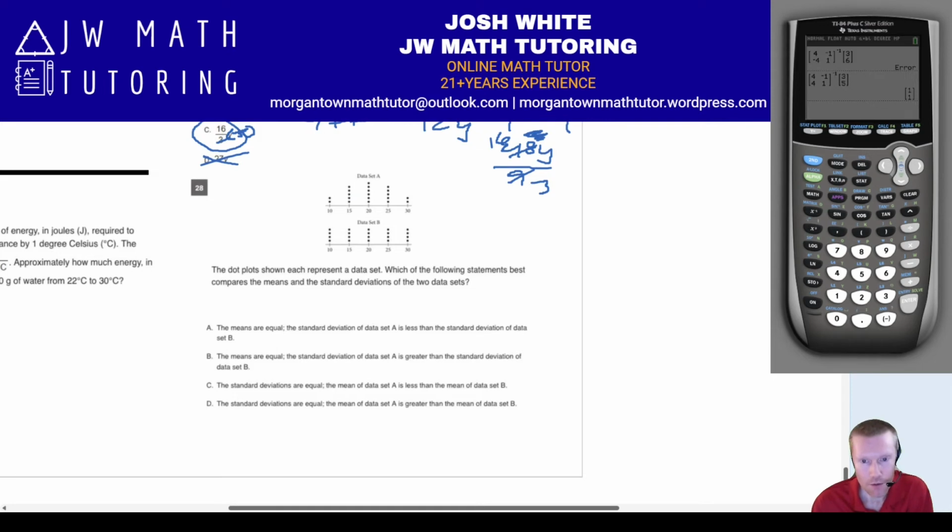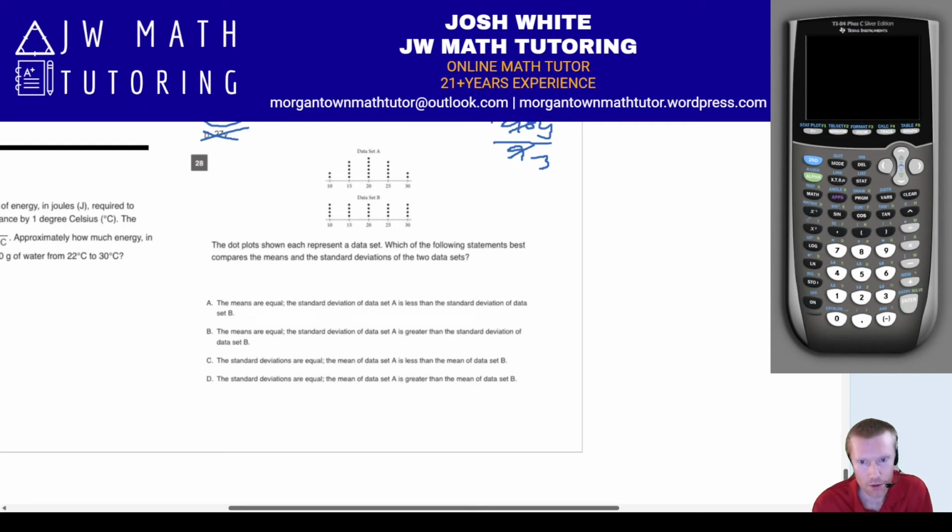Okay, now at the bottom of this page we have problem number 28 where we have a couple scatter plots. Or actually, sorry, no, these are dot plots, not scatter plots. But they ask some questions about the means and the standard deviation. So for the mean, you could technically punch these into your calculator and figure them out. Meaning for A, you could do 2 times 10 plus, what is it, 1, 2, 3, 5 times 15 plus 6 times 20 plus 5 times 25 plus 2 times 30. And you could add them all up and divide by the total number.